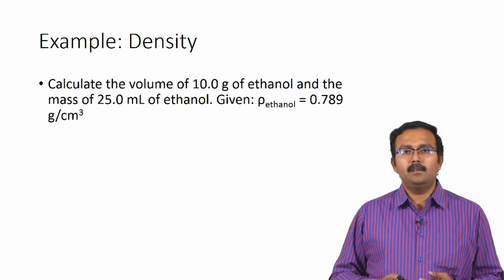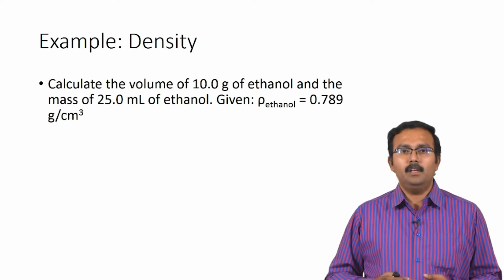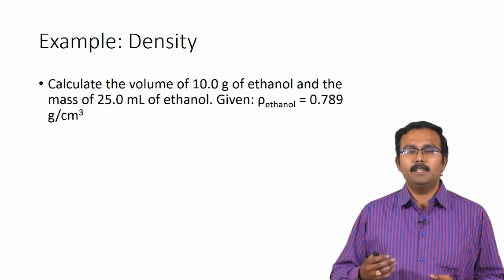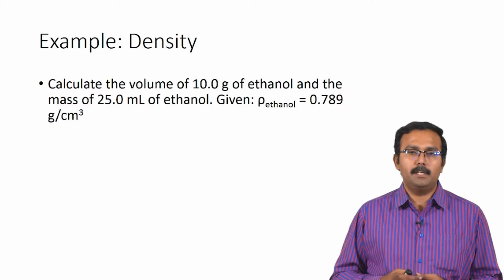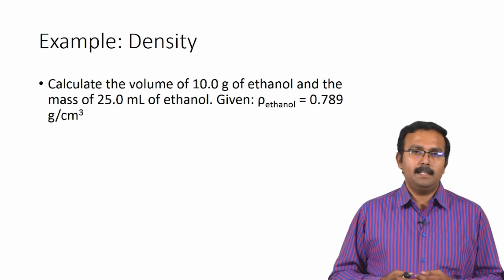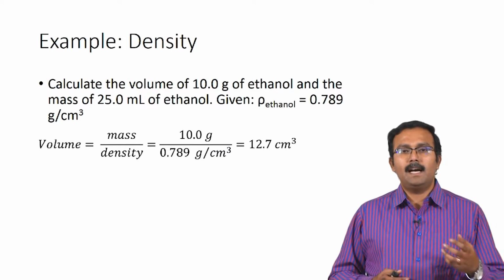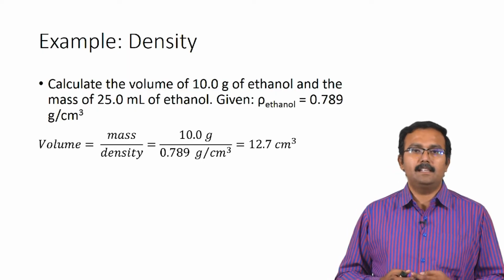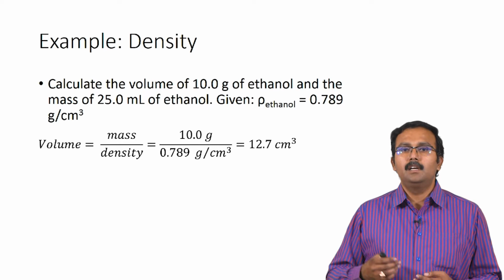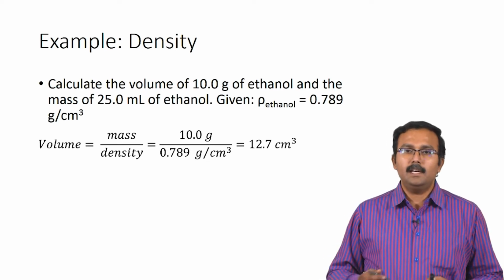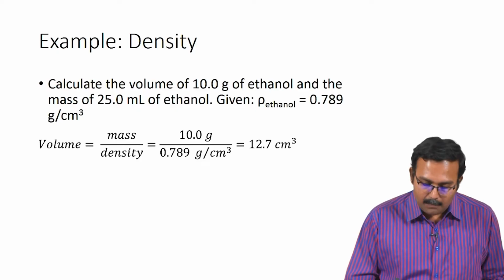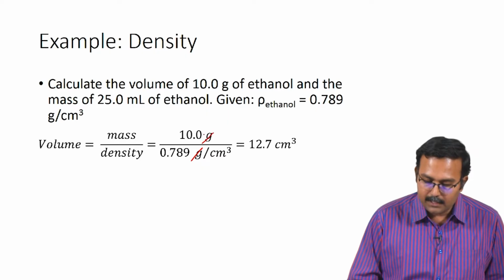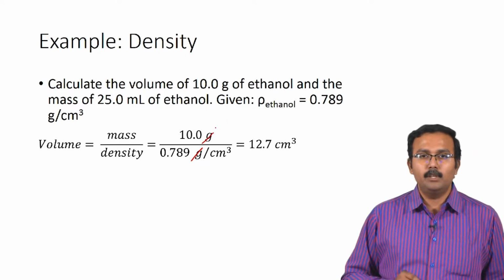Here you have been asked to calculate the volume of 10 grams of ethanol and the mass of 25 ml of ethanol using the density of ethanol, which is 0.789 grams per centimeter cube. To calculate the volume of 10 grams of ethanol, we would divide mass by density. So, 10 grams divided by density, which is 0.789, gives a volume of 12.7 centimeter cube. If you look at the dimensional aspect of this calculation, the grams cancel each other off and the centimeter cube goes to the numerator, thereby giving you volume.